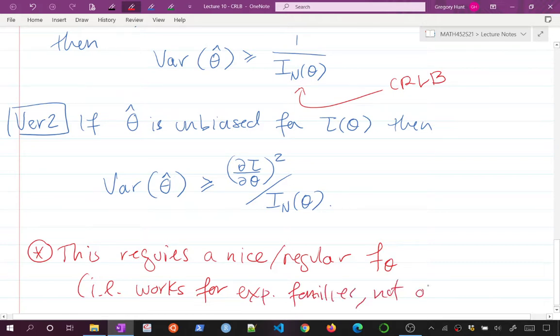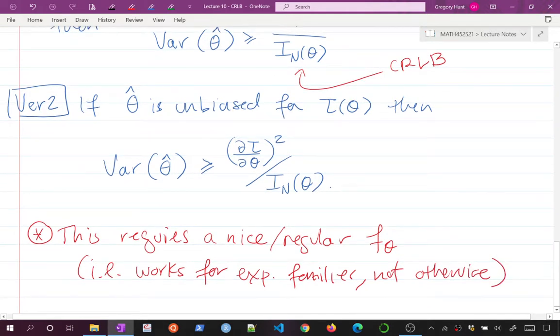not otherwise. This is really why you've seen several theorems now that work for exponential families, because exponential families are nice enough, they have this kind of regularity property, that we can interchange integration and differentiation. And so these theorems go through and we get these nice lower bounds. Awesome. That is why we care about exponential families, because it makes your life so easy.